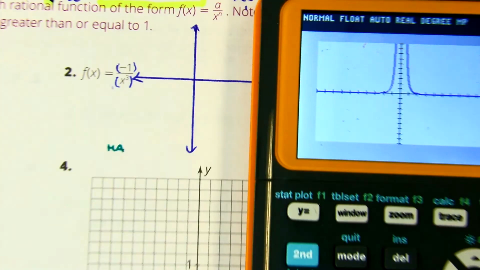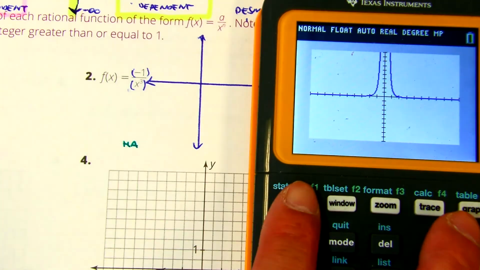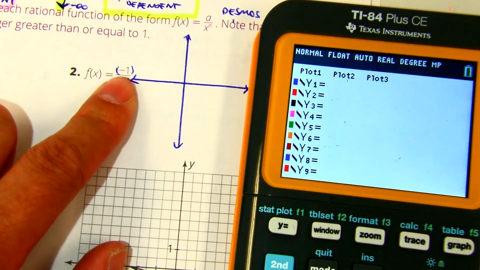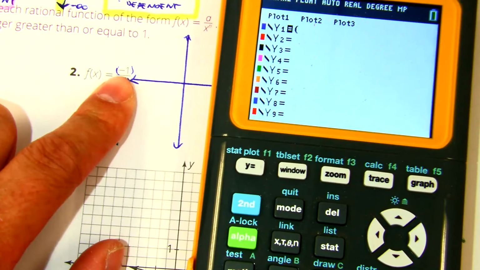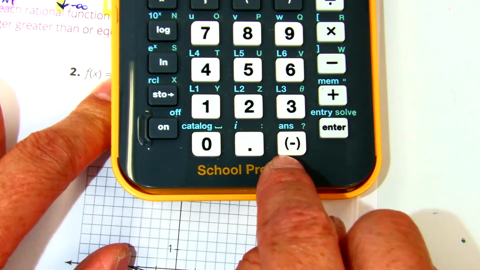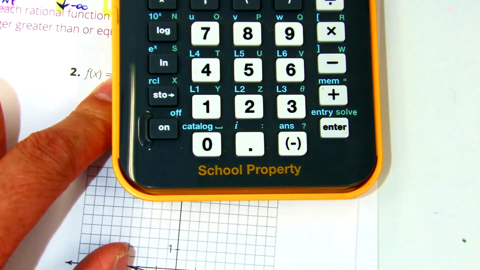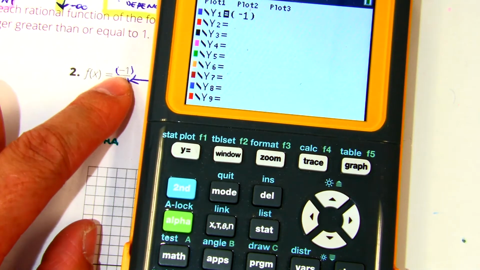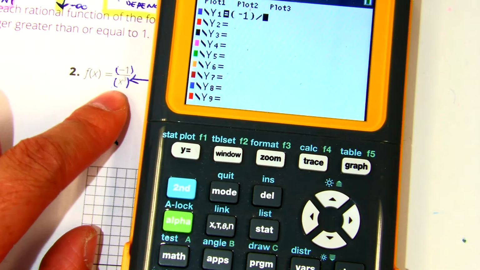At the top left of my calculator, I'm going to press y equals. I'm going to clear out what I have there. My -1, I'm going to put in parentheses. In Texas Instrument calculators, remember the negative sign is separate from the subtraction sign. This would be a -1. And then I'm going to close the parentheses. The bar there is division. And then it says x cubed.